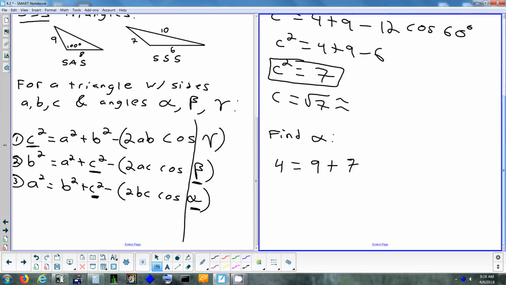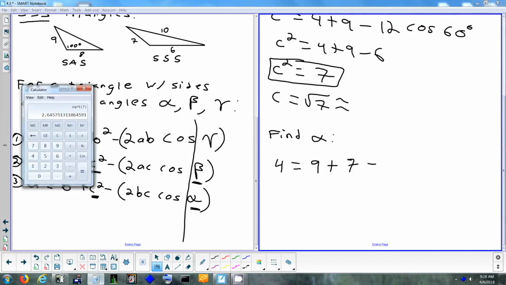All right, so we got a squared equals b squared plus c squared minus 2 times b times c. Well, b was 3. So 2 times b times c. Was it 2.6 what? 2.646. So 2 times 3 times 2.646, 15.876.